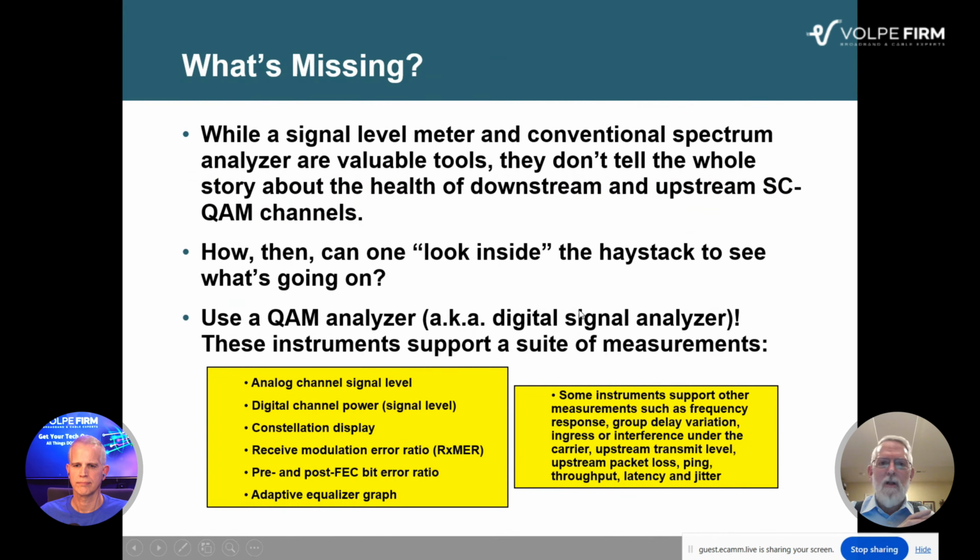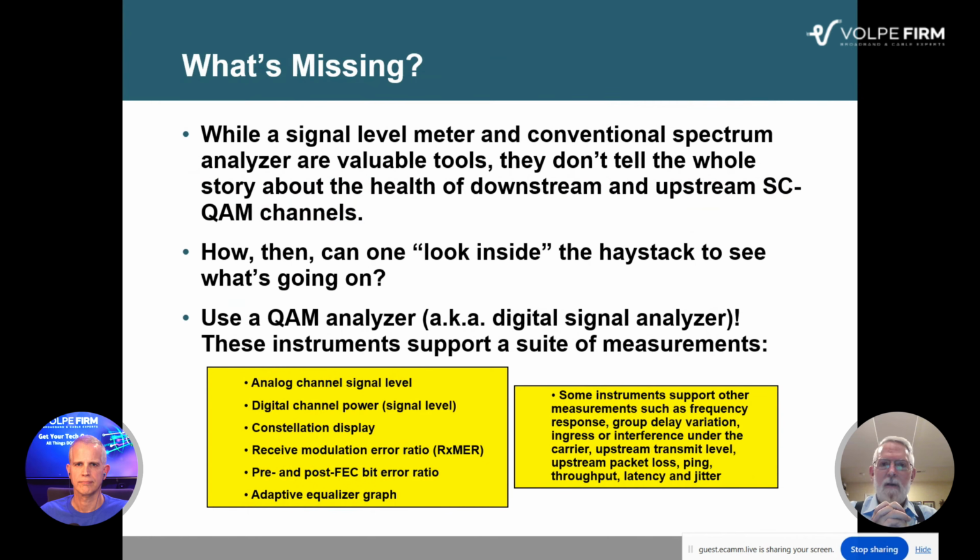Now, some instruments also support other features like frequency response. They can derive the adaptive equalizer's frequency response and spit out a plot of, some people call it in-channel frequency response, but it's not the full channel. It's not even the frequency response of the network. It is the frequency response of the equalizer. And that's important to know. And that can tell you that there might be a problem with the frequency response in the plant if the equalizer's response is all messed up.